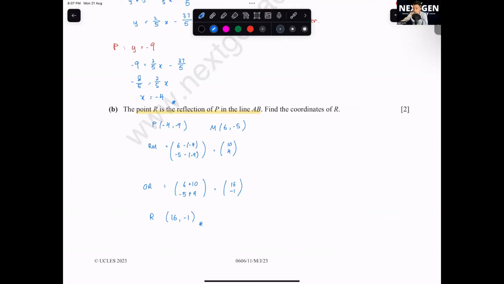What if you use midpoint formula? Also can. Okay, this one no specific steps for it. You want to use midpoint formula also can. In fact, actually you draw the lines here like that, you just plus like that, also can. As long as you get 16 minus 1. Okay, all good? So Asta suggested, what if I use midpoint formula? Also can.